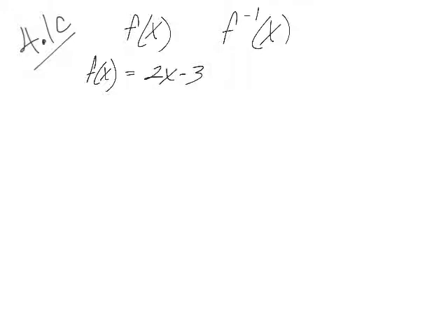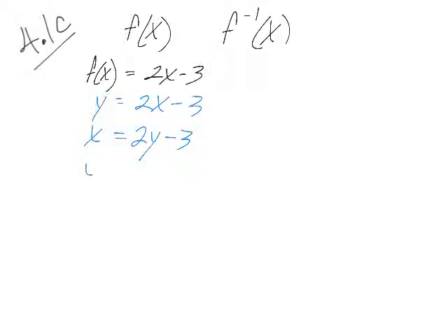Step 1 says we're going to replace f of x with y. So we're going to say y equals 2x minus 3. That's all we did. We just put a y there instead. Next thing it says, interchange x and y. So we're going to put an x there and a y there. Next thing that we're going to do is solve for y. So we're going to move everything around so that y equals something instead of x equals.